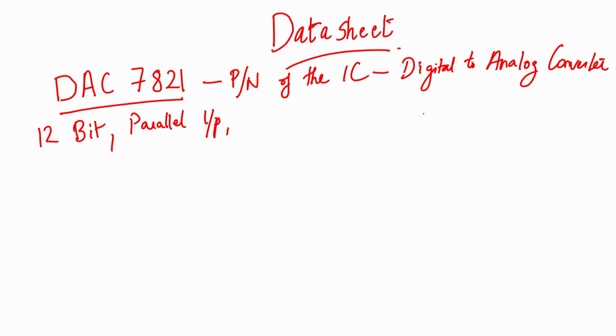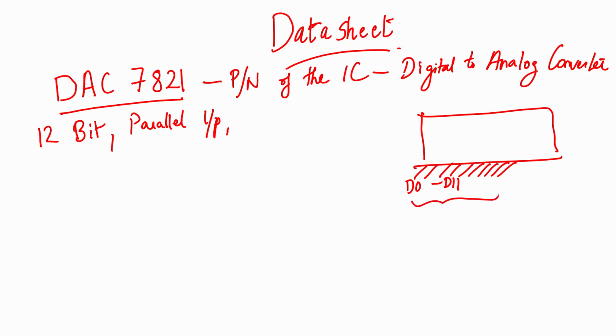So, what does parallel input mean? Suppose this is the IC and it is 12-bit, so there will be D0 to D11, there will be dedicated pins for this like this. So, this will be parallelly inputted to the digital to analog converter, and at the same time, in one shot, it will be converted to the analog value. That is 12-bit parallel input.